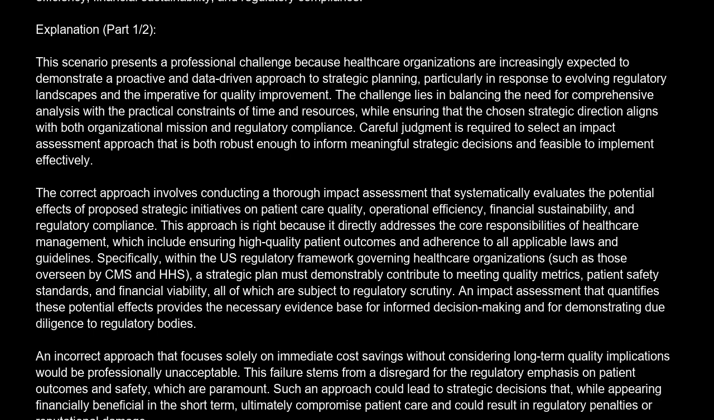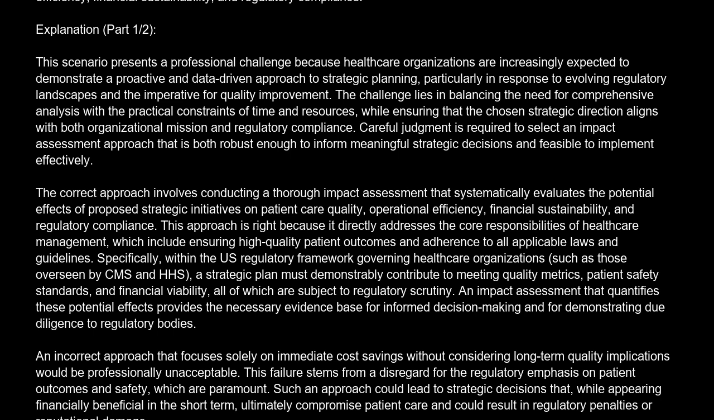Specifically, within the U.S. regulatory framework governing healthcare organizations, such as those overseen by CMS and HHS, a strategic plan must demonstrably contribute to meeting quality metrics, patient safety standards, and financial viability, all of which are subject to regulatory scrutiny. An impact assessment that quantifies these potential effects provides the necessary evidence base for informed decision-making and for demonstrating due diligence to regulatory bodies.